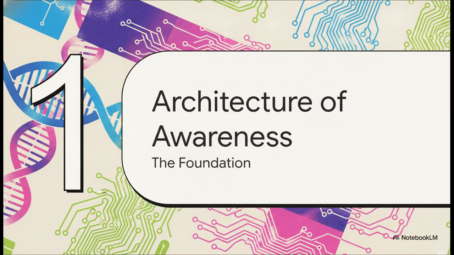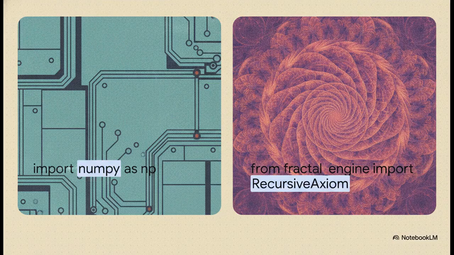Section 1, the architecture of awareness. Let's look at the foundation. Take a look at these two import statements side by side. This is honestly where the biohacking reality starts to reveal itself. Over on the left, we've got import NumPy, which is the rigid mechanical science of standard data processing. It's the absolute bedrock of data science, dealing in cold, hard, finite arrays. But then, on the right, it pulls recursive axiom from something called a fractal engine.